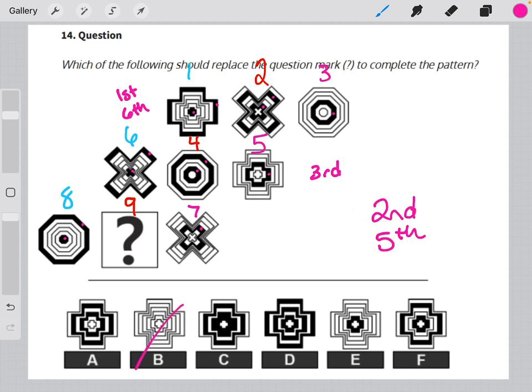We know it definitely can't be B or E. C and D have 3 layers of shading, so that's incorrect. So we're down to A and F. F is the only one that is shaded in the second layer and the fifth layer. So F is our correct answer.